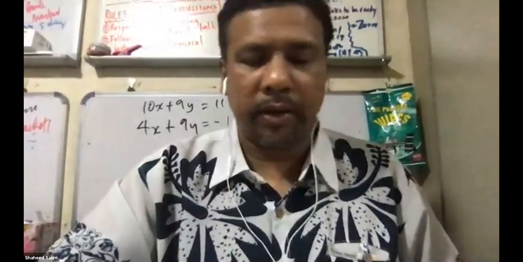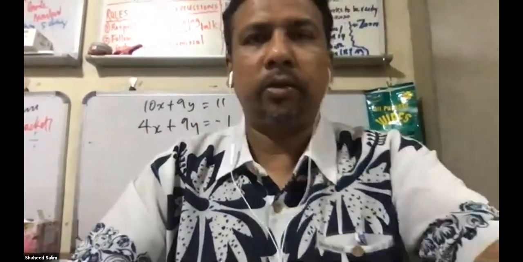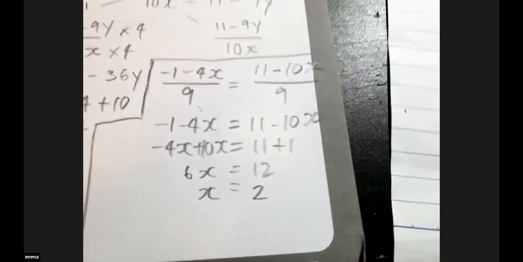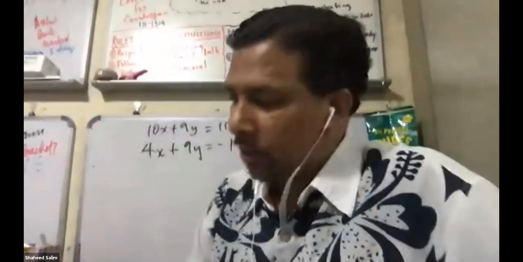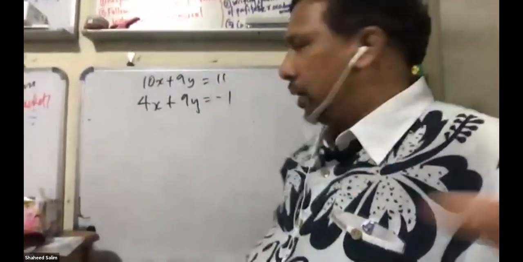Can I just have a look at how you did it? I want to show you another method. You show me how you have done it. Okay, thank you very much. So you have done that method. Okay, that's one method. That's good. Now I want to show you another method.